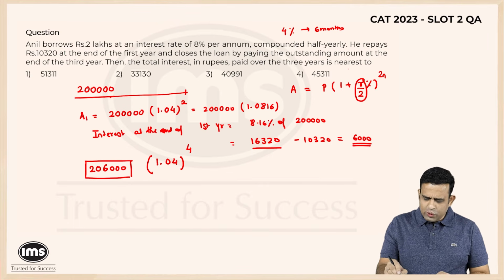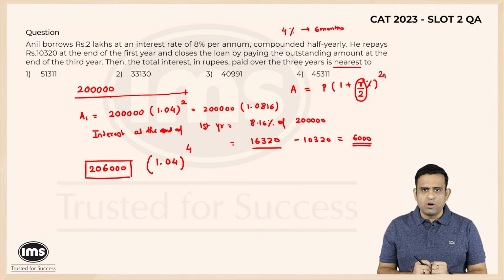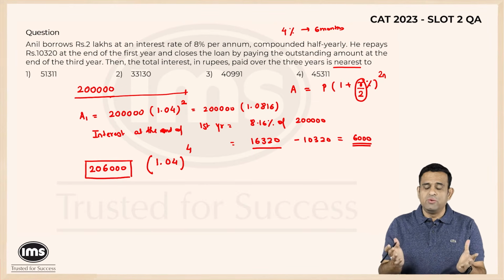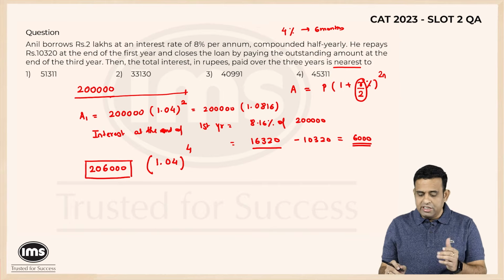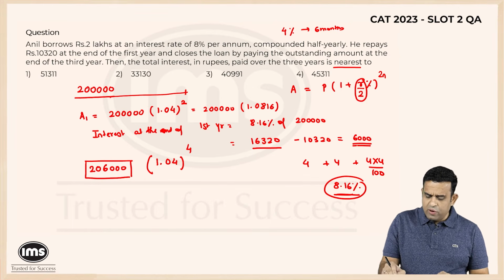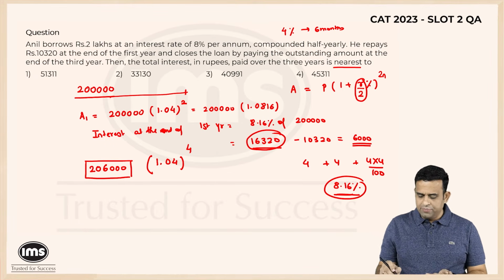Again, because they are saying nearest to, we can take the liberty of doing some approximation. We know that we can use successive percentage increase. So one could also have done 4% and 4%, 2 times. So 4 plus 4 plus 4 into 4 upon 100 will give you 8.16%. And with the help of that, we found that number of 16,320.